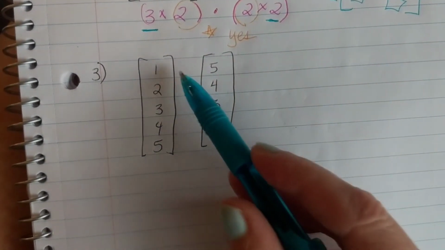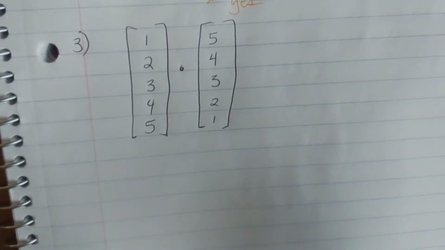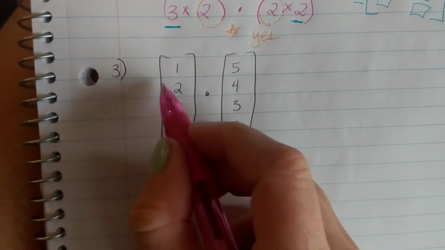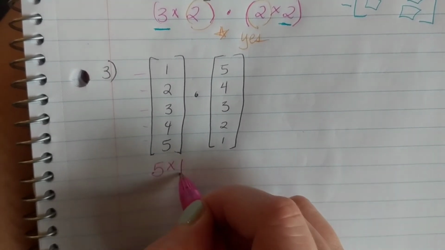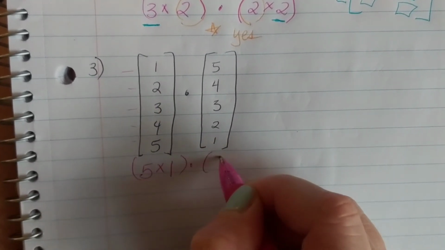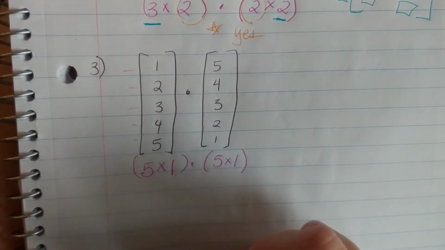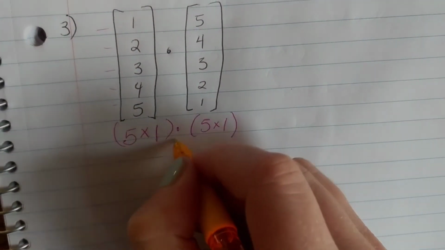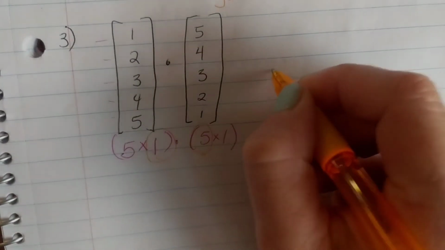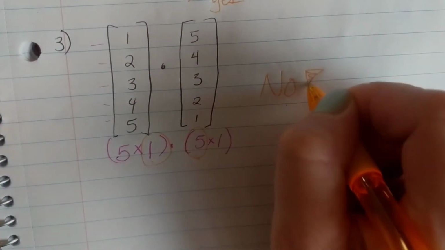All right, one more example. These two look like they can be multiplied. They could certainly be added because we can tell they're the same order. We've got 5 rows and 1 column, dotting that with a 5 by 1. But even though we could add them, we can't dot product them because these numbers are not the same. So no, cannot multiply this one.